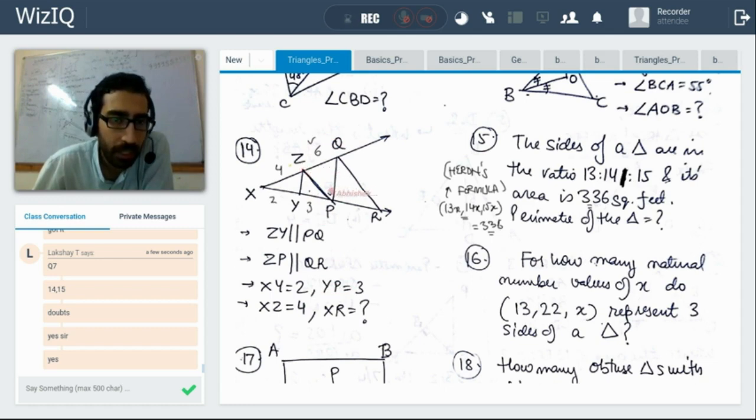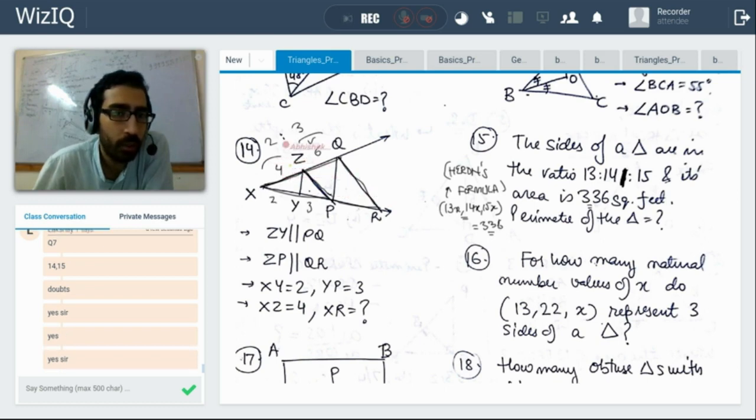We know ZP is parallel to QR. And what does that tell us? Again, it means that this is to this is again in the ratio 2:3. And since ZP is parallel to QR, again in triangles XZP, this triangle will be similar to XQR. Is this clear, Lakshay?